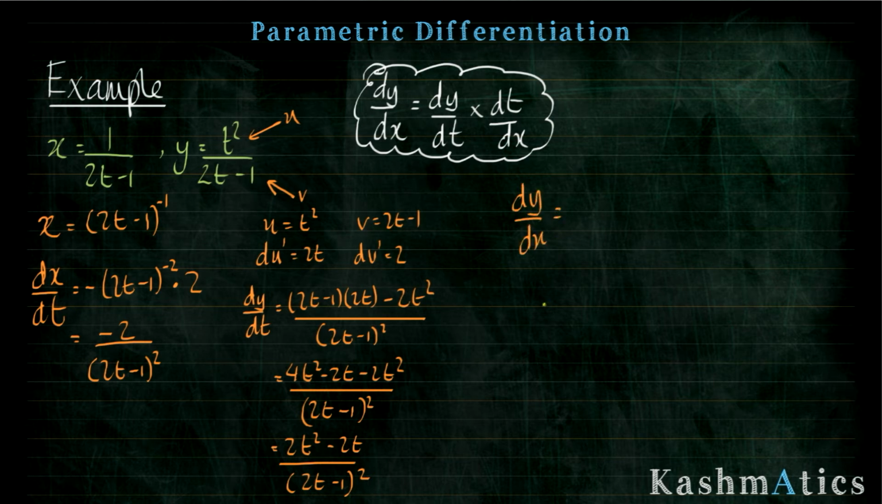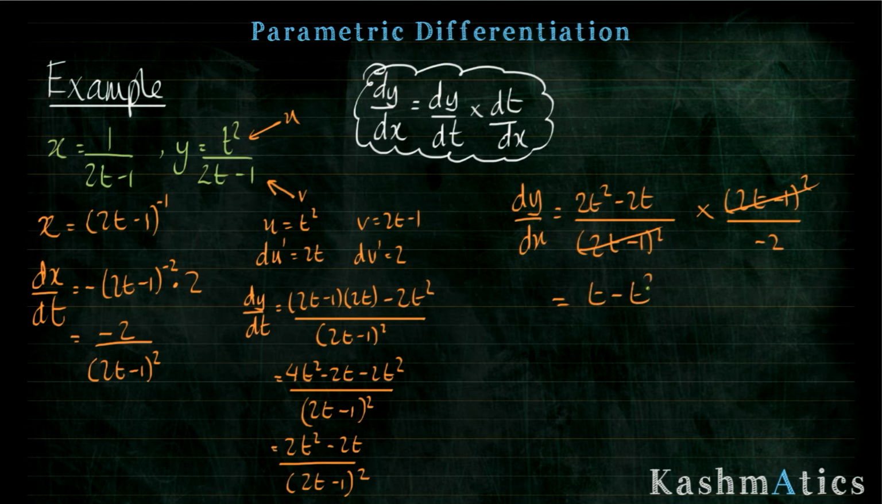equals dy by dt, which is this. So 2t squared minus 2t over 2t minus 1 squared multiplied by dt by dx, which is the reciprocal of this, and that would be 2t minus 1 squared all over minus 2. Now a lot of things cancel out here. That cancels out that, and this minus 2 is going to cancel out a factor of minus 2 from here. Okay, so that'll give me, overall, t minus t squared.